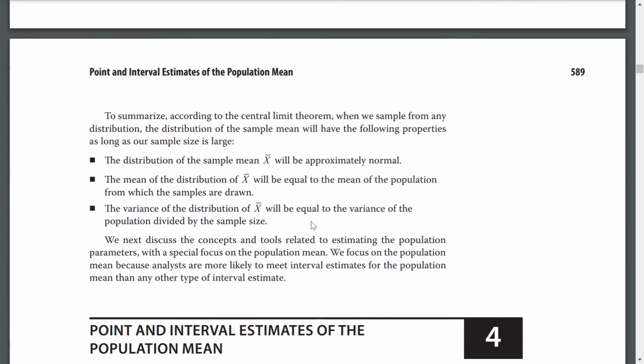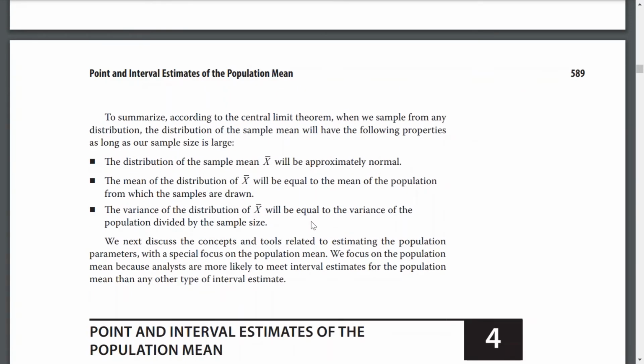To summarize, according to the central limit theorem, when we sample from any distribution, the distribution of the sample mean will have the following properties. As long as our sample size is large, the distribution of the sample mean x bar will be approximately normal. The mean of the distribution of x bar will be equal to the mean of the population from which the sample is drawn. The variance of the distribution of x bar will be equal to the variance of the population divided by the sample size.